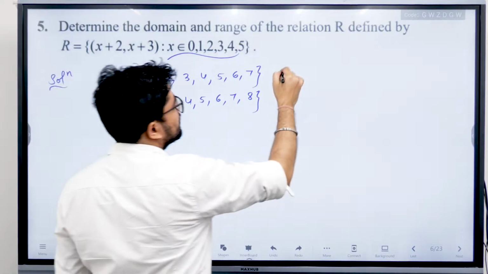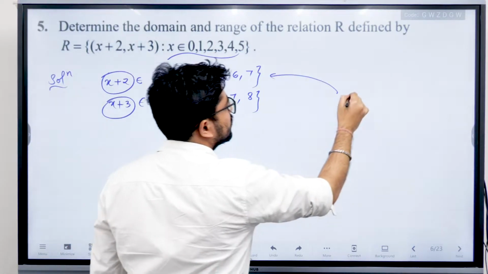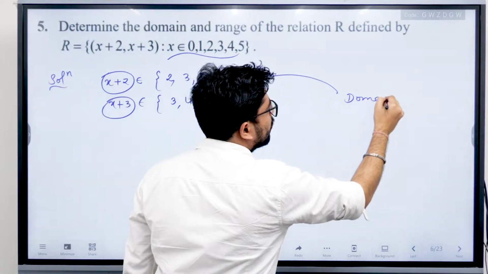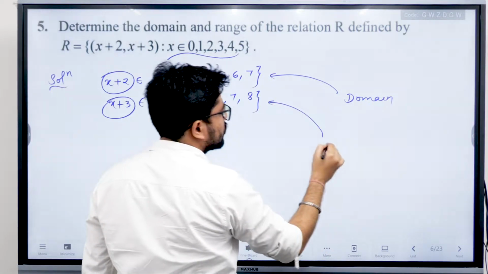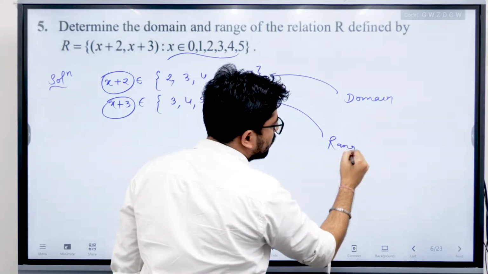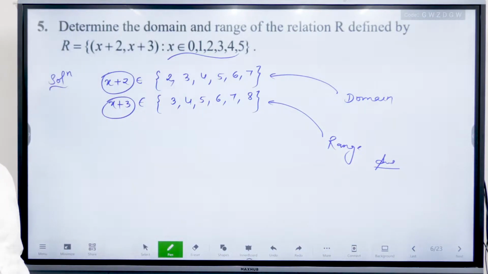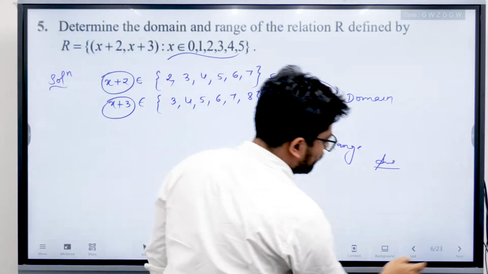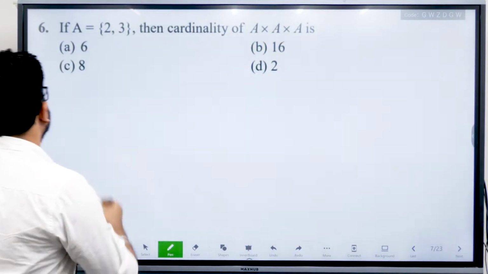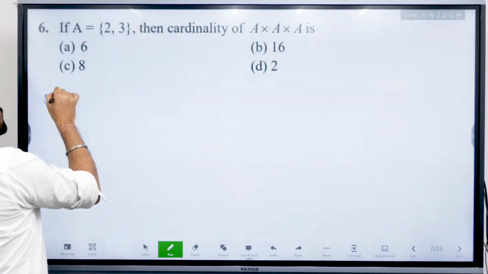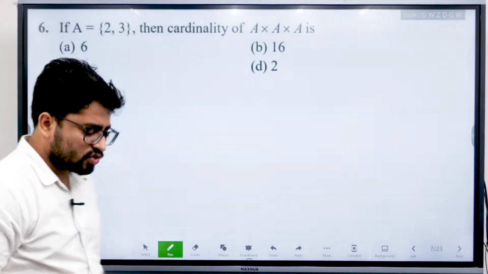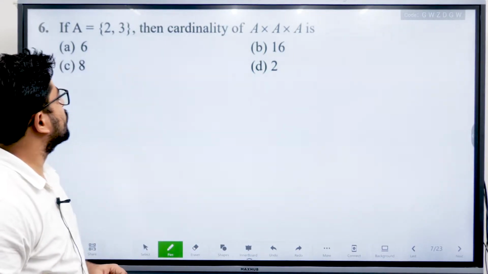So we can say the domain set is this one, and this one is your range. Okay, so that's your answer. Got it? Now let's move to the next one. Next is, now this is your multiple choice question.